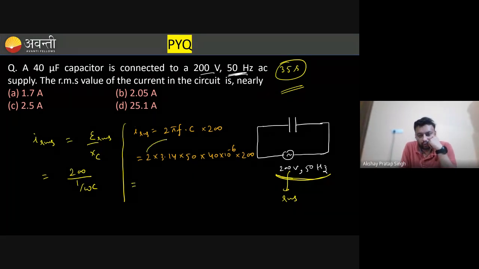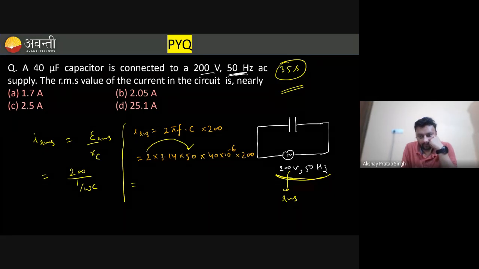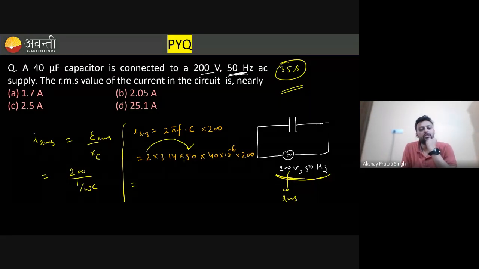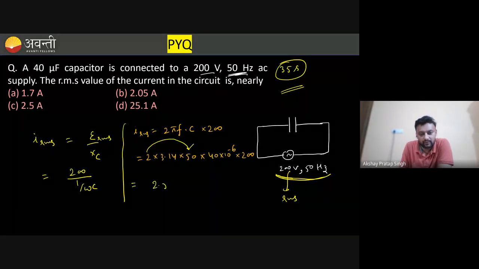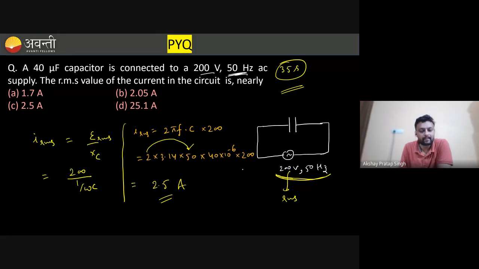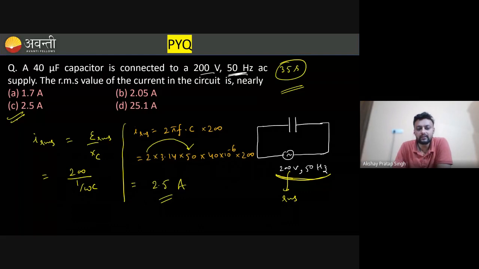Okay. 2 fives are 10. This is going to be 100. 2.5. JNVPT is also saying 2.5. Okay, so this is just the calculation. I am assuming your calculation part is good. So this is 2.5 ampere, which is option number C. Clear? Moving further.